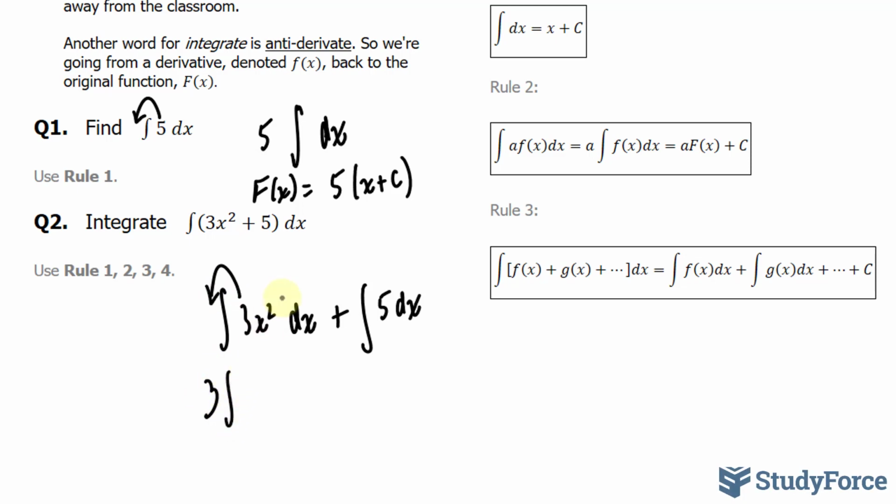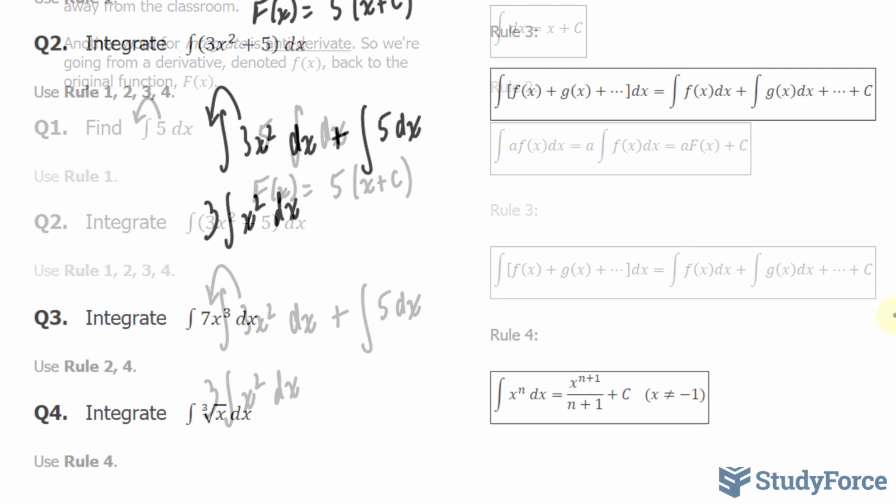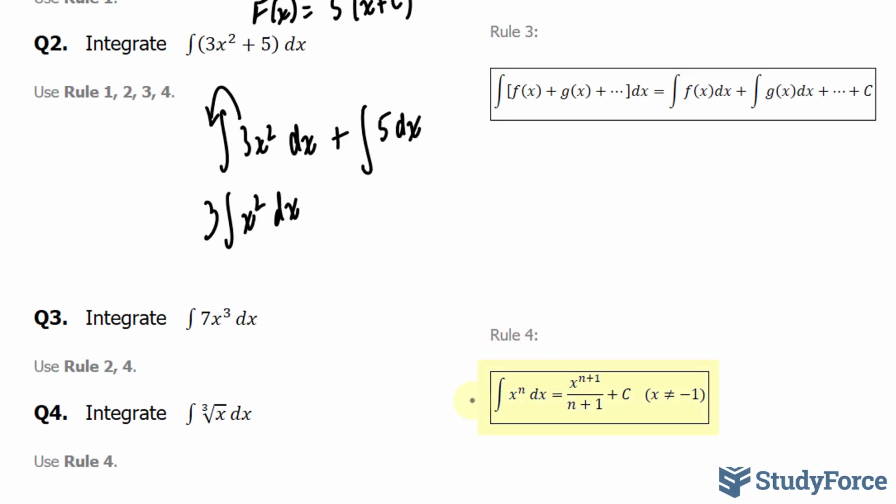outside, and now all we have to do is find the integral of x to the power of 2 dx. To do that, we'll use rule 4, which says that to find the integral of x to the power of 2, we will increase the exponent by 1, and then whatever that sum is, 2 plus 1 is 3, you divide the whole function by 3. So we have 3 x to the power of 3 over 3. This 3 and this 3 cancel out, and that's the integral of this first term. We're not going to add plus c yet because we'll just add it to this one.